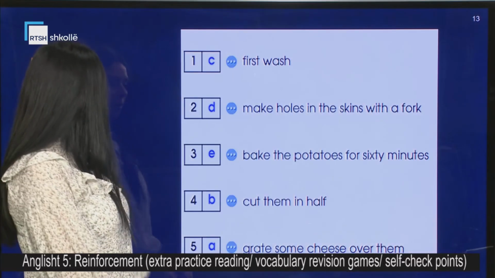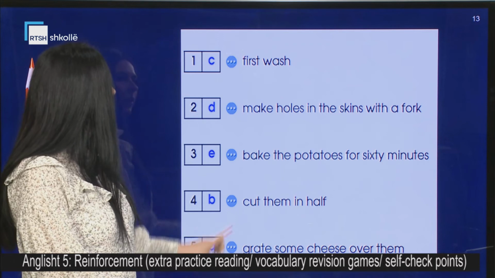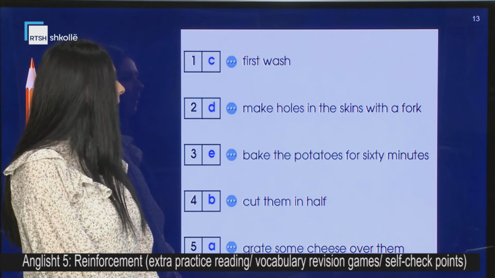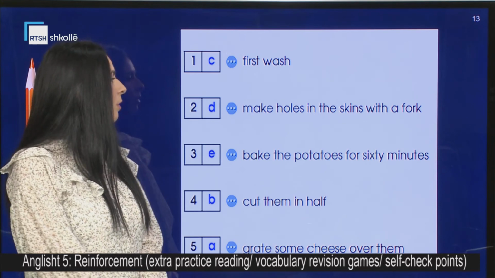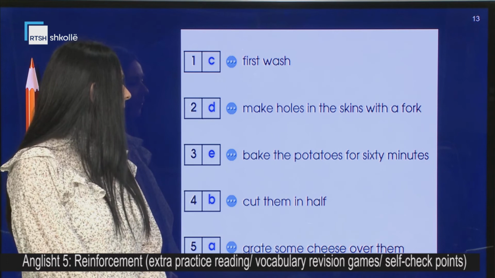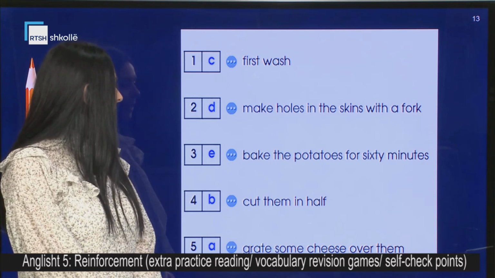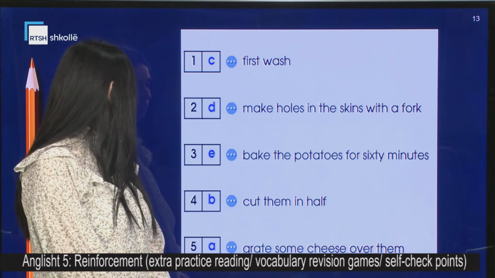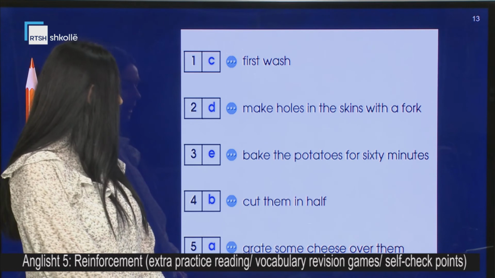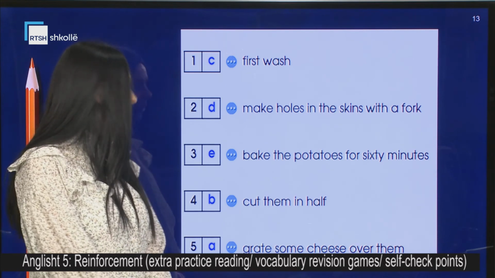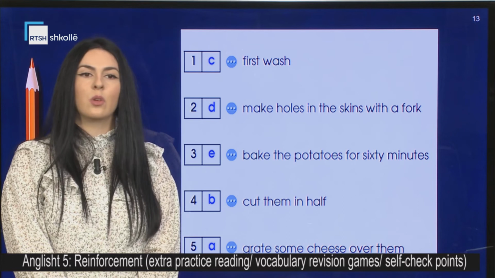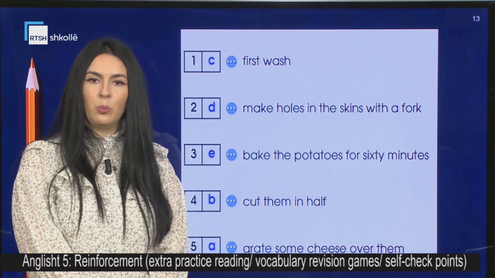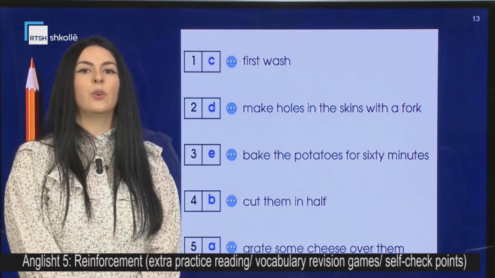We have to first wash was with picture C. Make hole in the skin with a fork was picture D. Bake the potatoes for 60 minutes was picture E. Cut them in half was picture B. And the last one, grate some cheese over them, was picture A. So this was the exercise related with the text that we read, and I hope you guessed right.